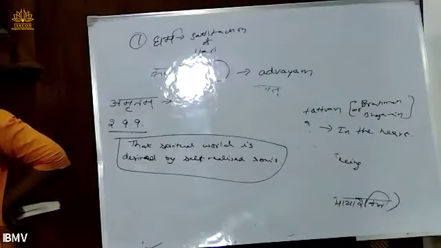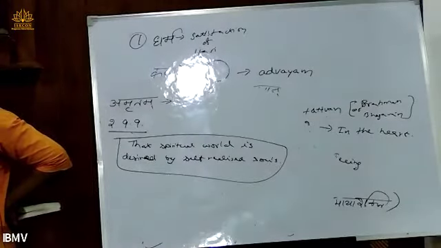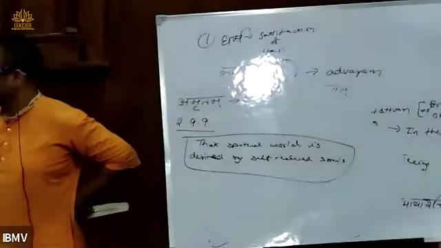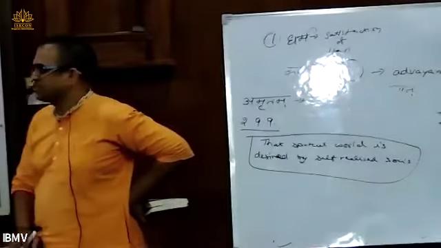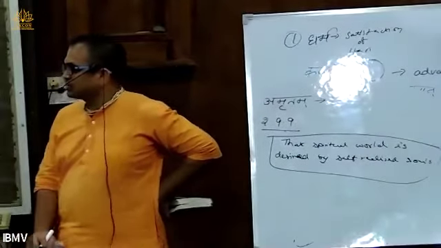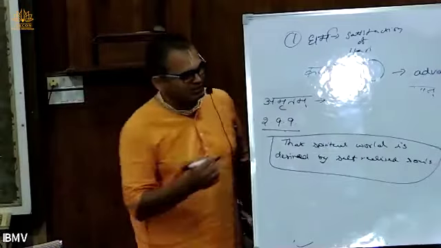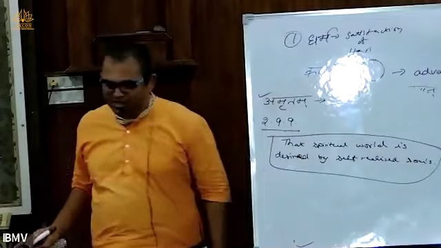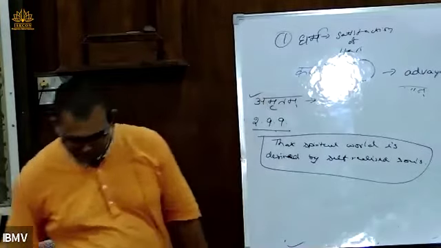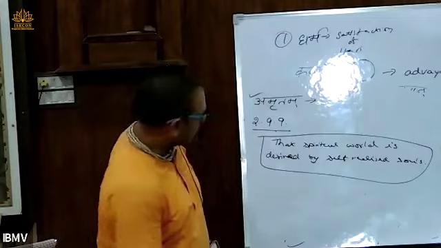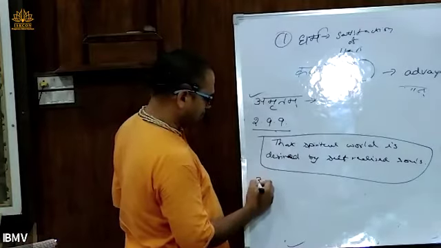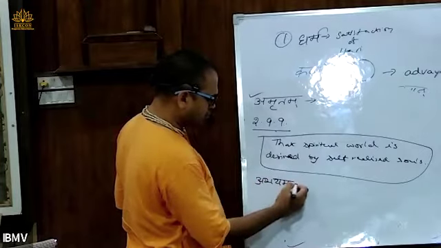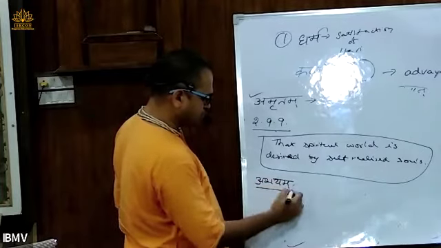Sukadeva Goswami is saying that Brahmaji is seeing such a planet, such a loka, which is also desired by the self-realized souls. That means that loka, that spiritual world, is Amrutam, because self-realized souls are desiring that. And next, Amrutam is done. Abhayam. How can you prove this? The spiritual world is Abhayam.